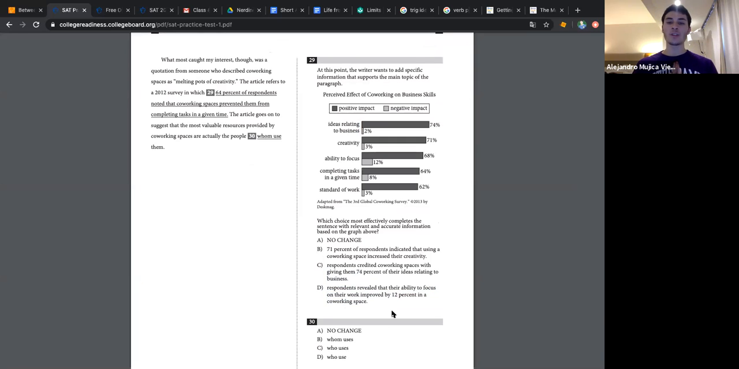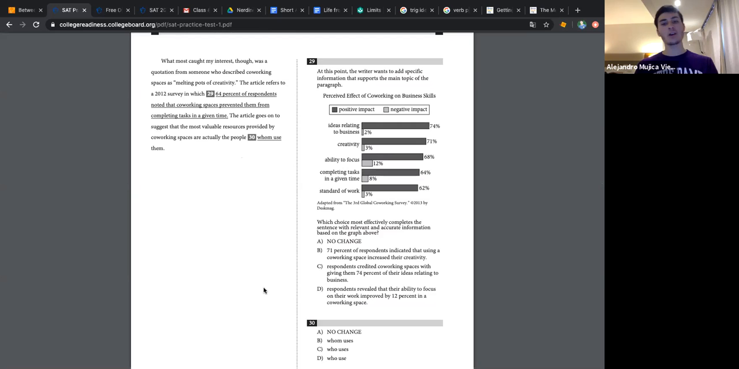D, respondents revealed that their ability to focus on their work improved by 12%. Ability to focus, 12% indicates negative impact. So first, it indicates negative, not positive impact. But second, again, this 12% doesn't indicate how much their concentration increased. This just indicates that 68% of people said that there was a positive impact. But we don't know, and we have no way of measuring how positive the impact was. So that's why only B is an accurate representation of the data.